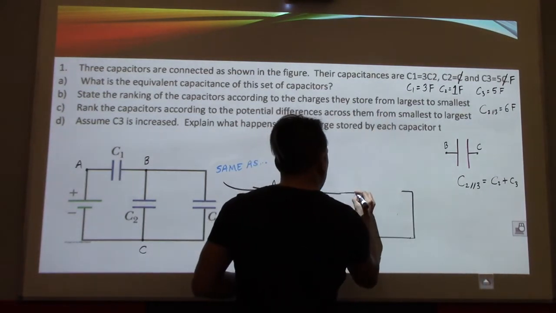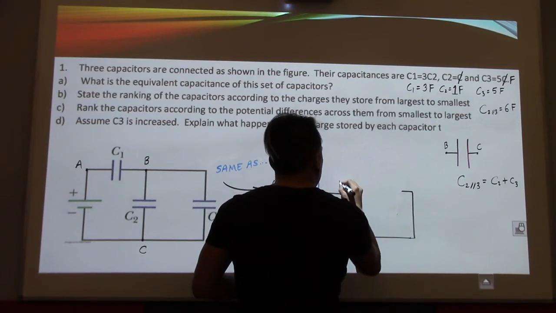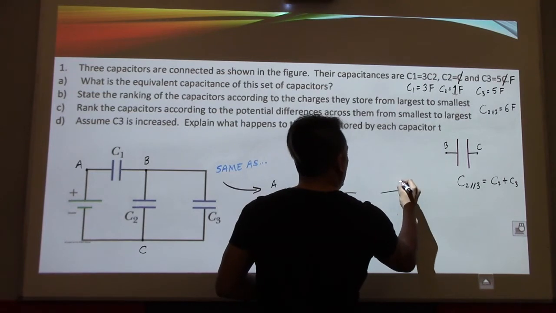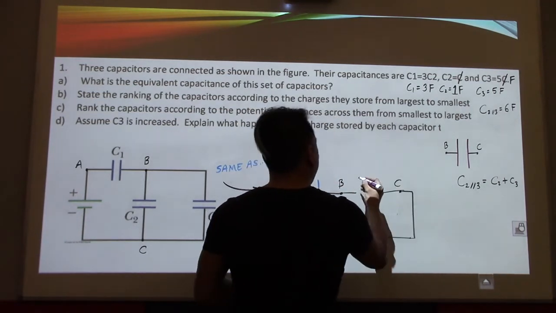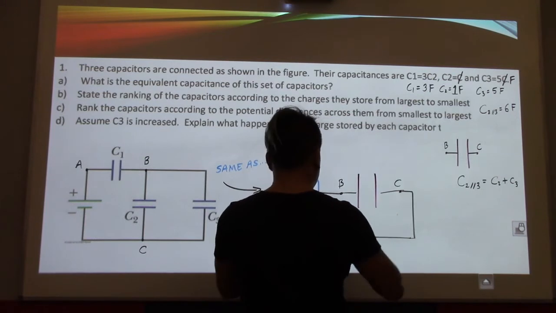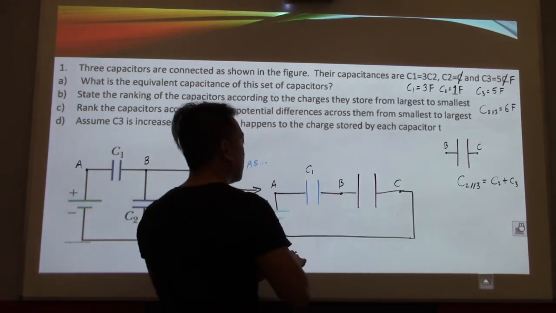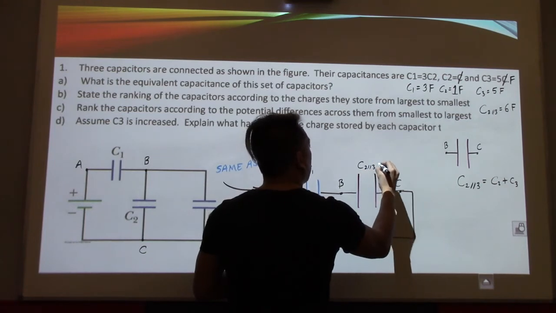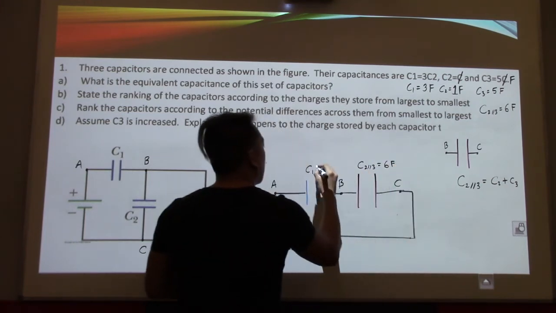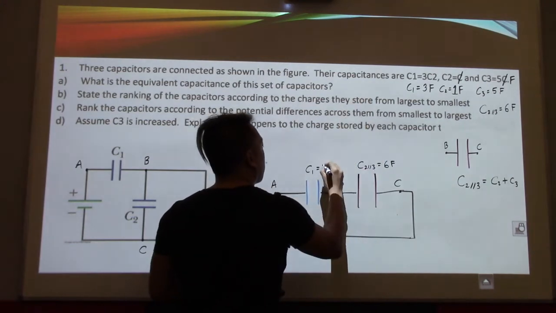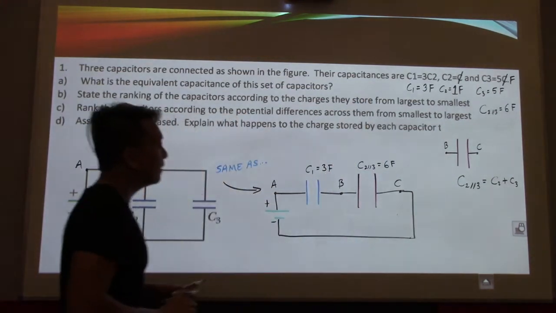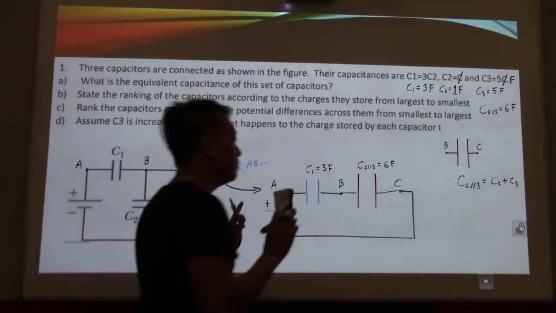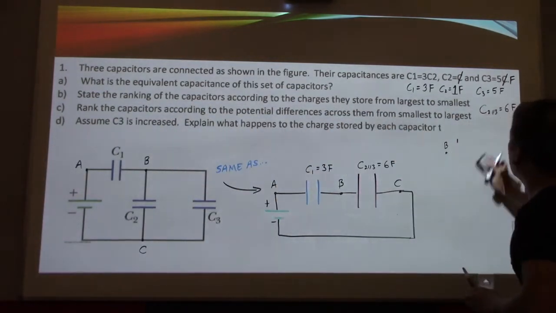And we have point B and point C. And we have, boom, the equivalent capacitance, and that's going to be called C2 parallel with 3, which equals 6 farads. And this one was 3 farads. Right? So that's what we've done. We've just replaced it, and it's the same circuit, just a little more simplified.